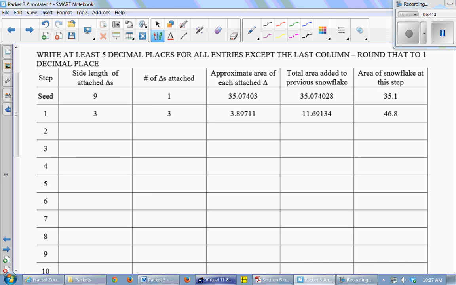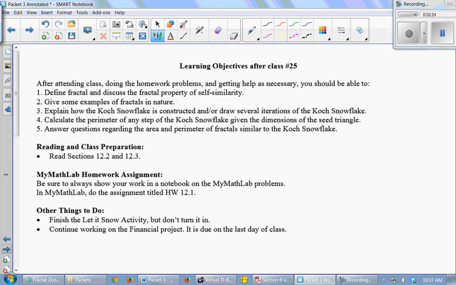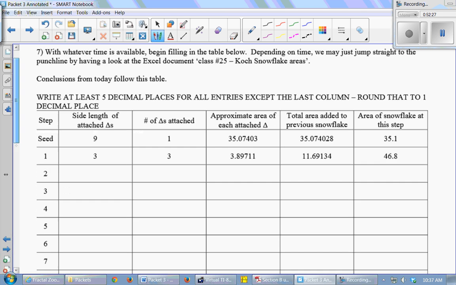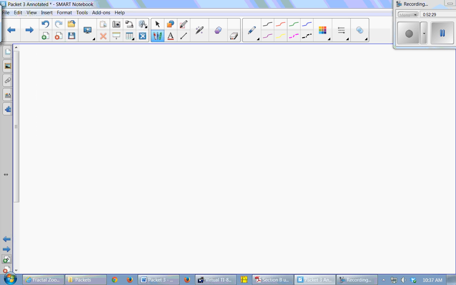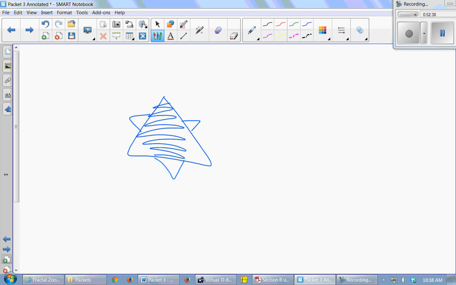So the area of the snowflake at this step, when I round to 1 decimal place, is 35.1. All right, so then for the next step of my triangle, it would be helpful if I draw this, right? I get to keep all of the area I had before, and I have to add to that area 3 new triangles.